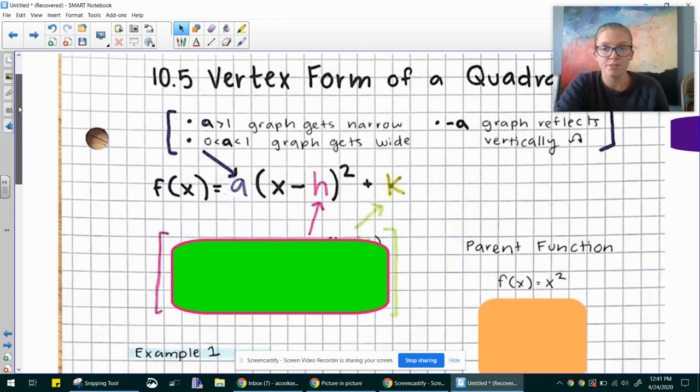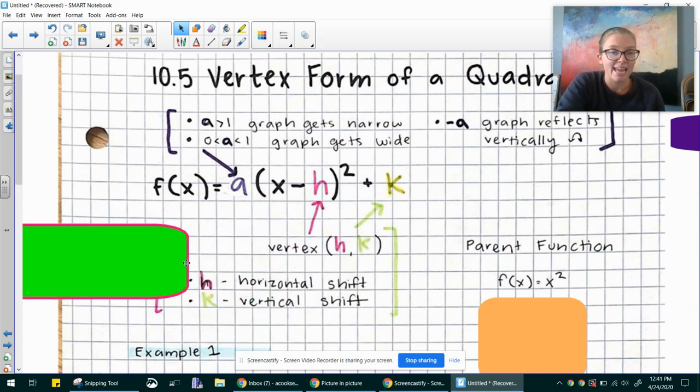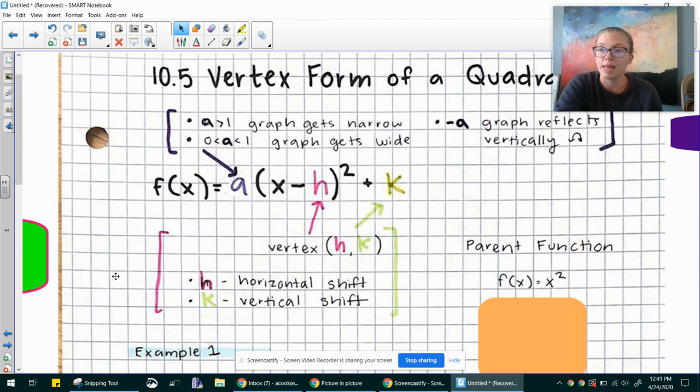The other important parts of the vertex form of a quadratic are this h and k. H and k represent the vertex, so that point on the tippy top or the very, very bottom of the parabola. The trick with this vertex is that because this is minus h, whatever the value is for h, the vertex coordinate is going to have the opposite x value. So if this says minus 2, the vertex x-coordinate will be a positive 2. If this says plus 3, the x-coordinate in the vertex will be a negative 3.